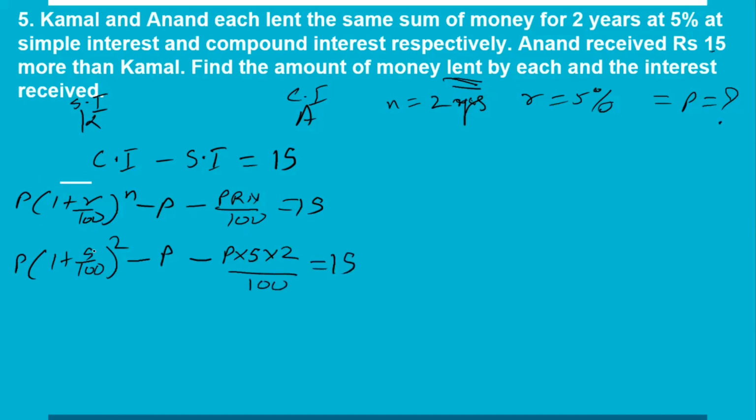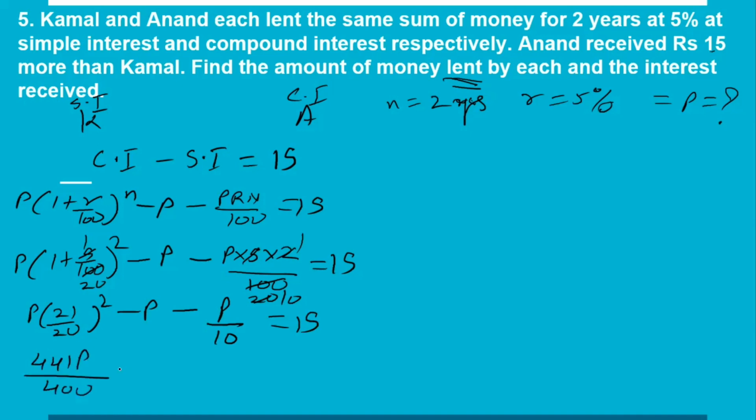Let us simplify. 5 ones are 5, and 5 20s are 100, so 20 plus 1 is 21. So this becomes P in bracket 21 upon 20 squared, minus P, minus, let us keep this as it is, or should we simplify it further? Okay, if I want to simplify, 5 ones are 5, 20s are 100, and then 2 ones are 2, 10s are 20, so I get P by 10. So this is P upon 10, which is equal to 15, right? So 21 squared is 441. 441P upon 400 minus P by 10 is 15.